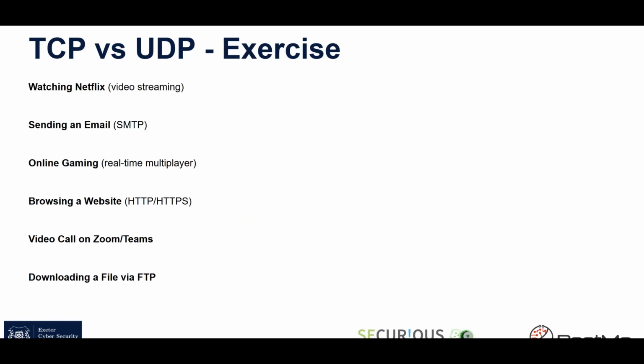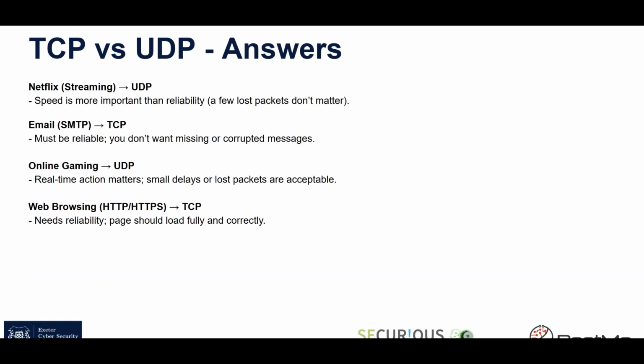Last one, downloading a file. FTP is a protocol that you use to download files. So what would you do for downloading a file? Would you need reliability, or would you need something fast? TCP.